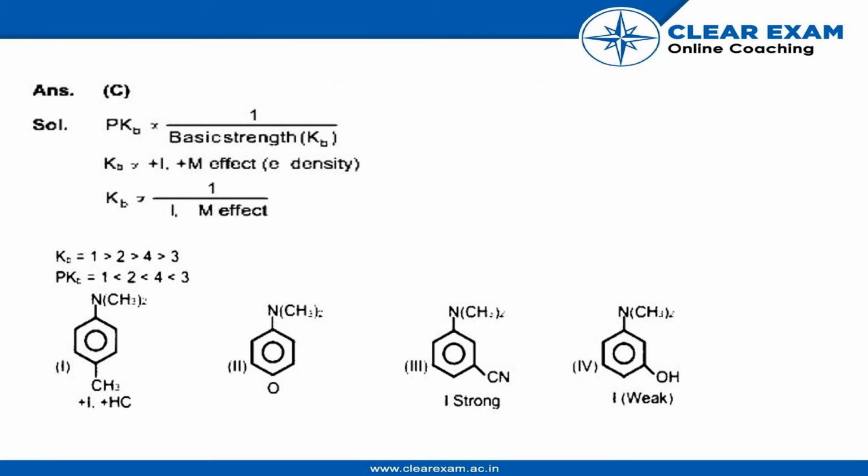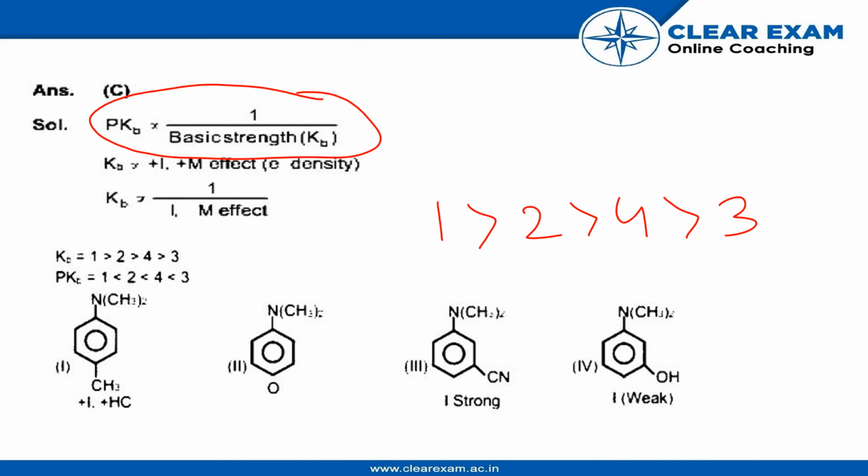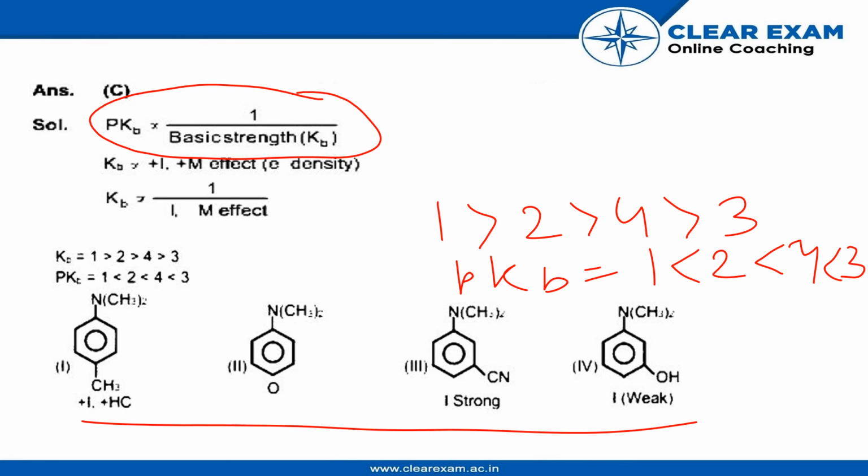So according to Kb values, the first compound is greater than the second compound, and the second is greater than the fourth compound, and the fourth is greater than the third compound. So pKb is inversely proportional to Kb, so we will reverse this order. So the pKb order will be 1 is less than 2, and 2 is less than 4, and 4 is less than 3. So option would be C.